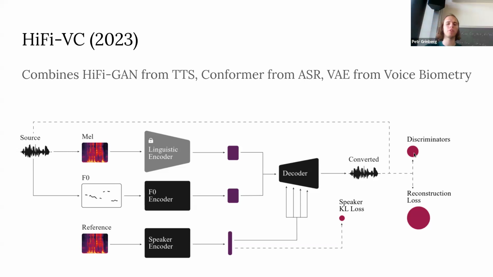And to train all this, you have discriminators, because this decoder is HiFi-GAN-like. You have a reconstruction loss, which is basically what I meant here, so that real audio and fake audio should be close in the L1, L2 sense. And there is a speaker KL loss, Kullback-Leibler divergence, all this stuff. So it's just some loss to train the speaker encoder. But I think you can use a pre-trained speaker encoder and ignore the speaker KL loss altogether, and train only the F0 encoder and decoder.